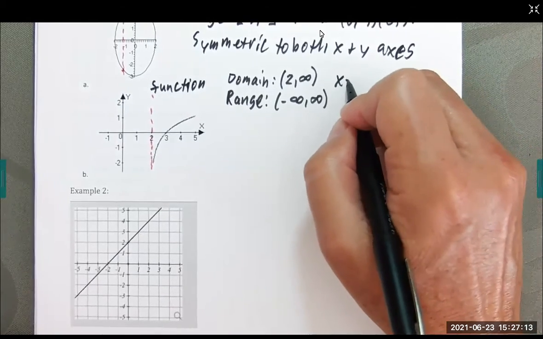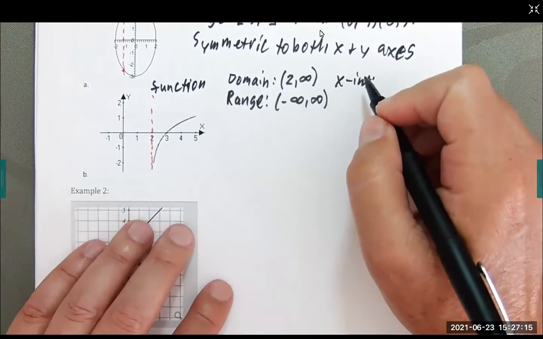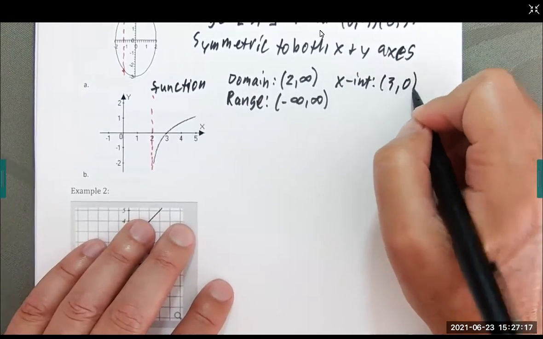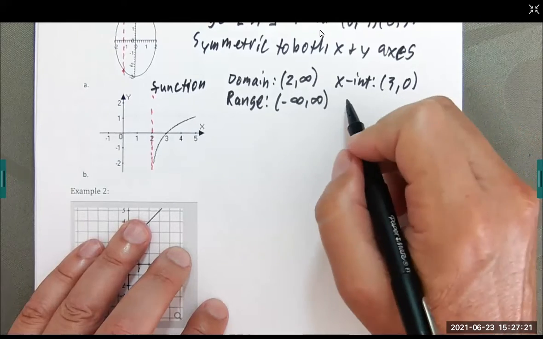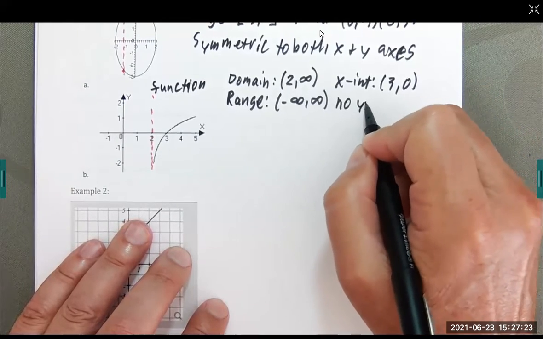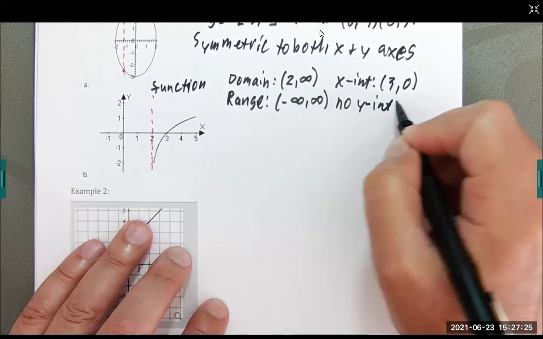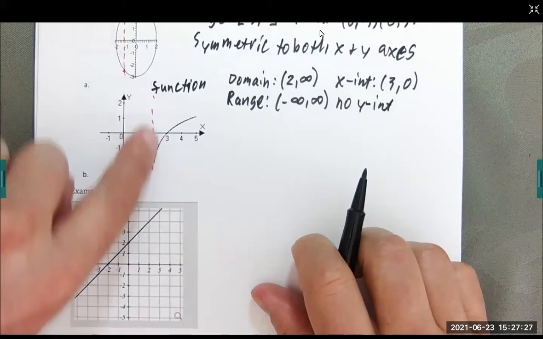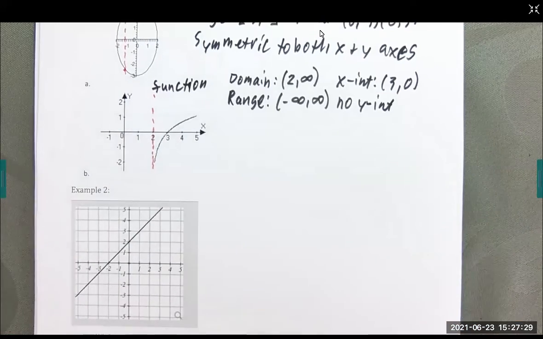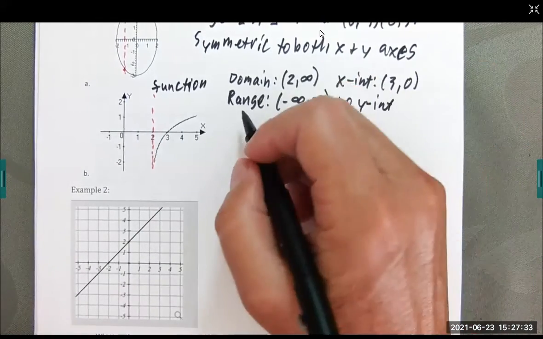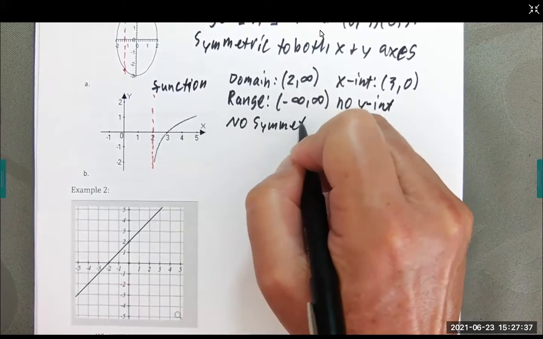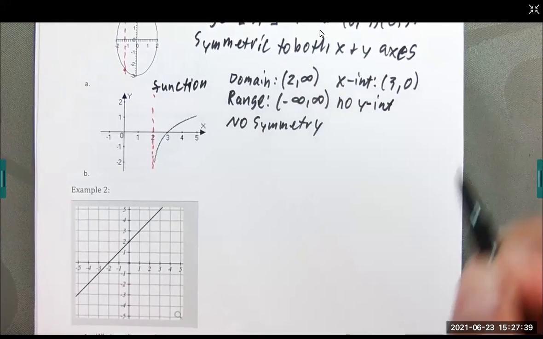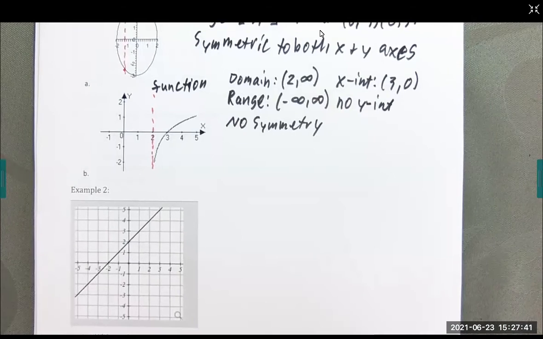Looks like we have an x-intercept at 3, 0. And just based on what we see, there's no y-intercept. Right, this isn't going to cross this line here, so it's never going to hit here. And for this one, there is no symmetry.